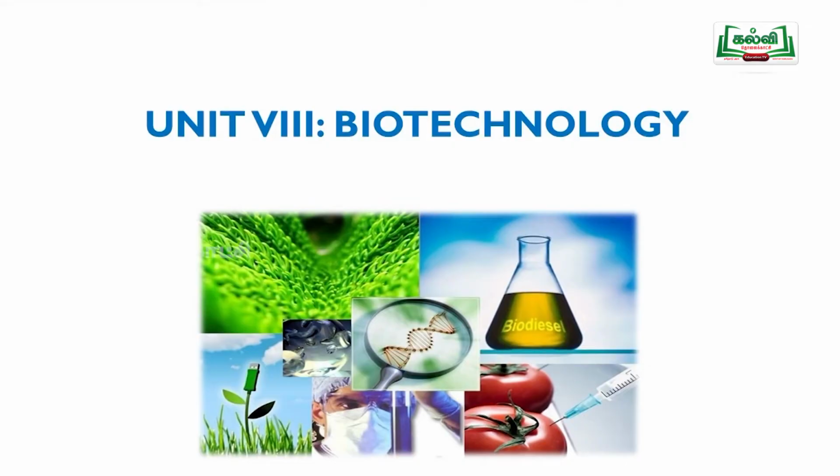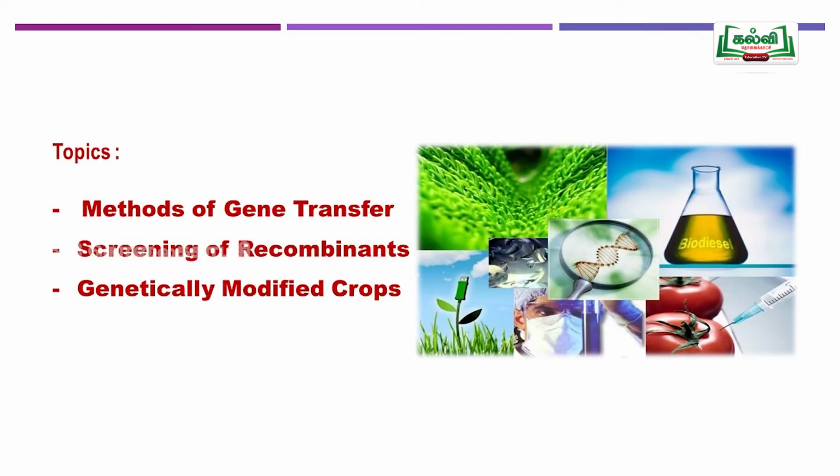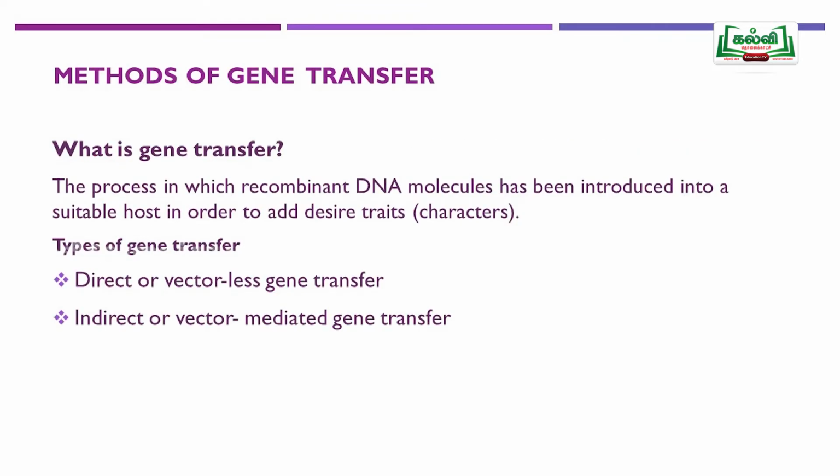Dear children, today we will discuss one of the very interesting topics, biotechnology. In biotechnology, we will discuss today chapter 4, Principles and Process of Biotechnology. In this chapter, we will discuss the second half of the portion. The topics I am going to cover today are methods of gene transfer, screening of recombinants, and genetically modified crops. The first topic, methods of gene transfer.